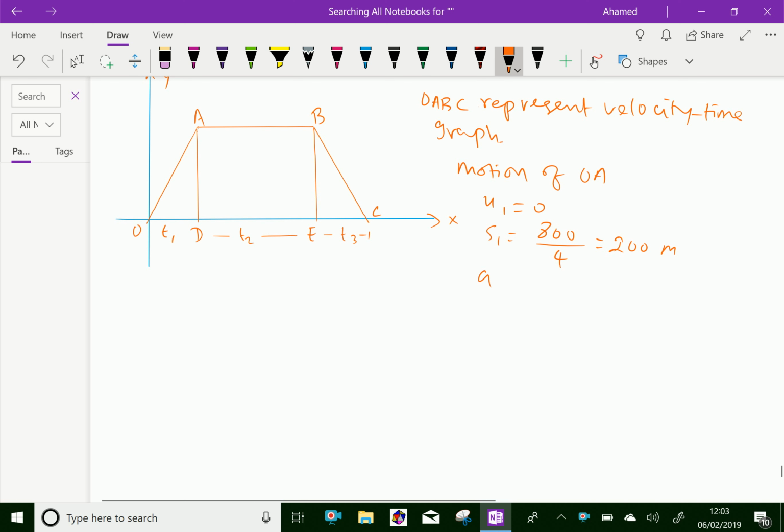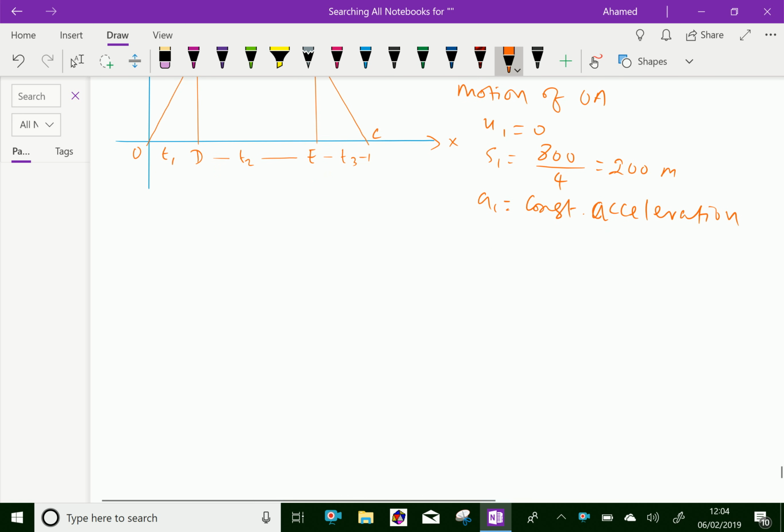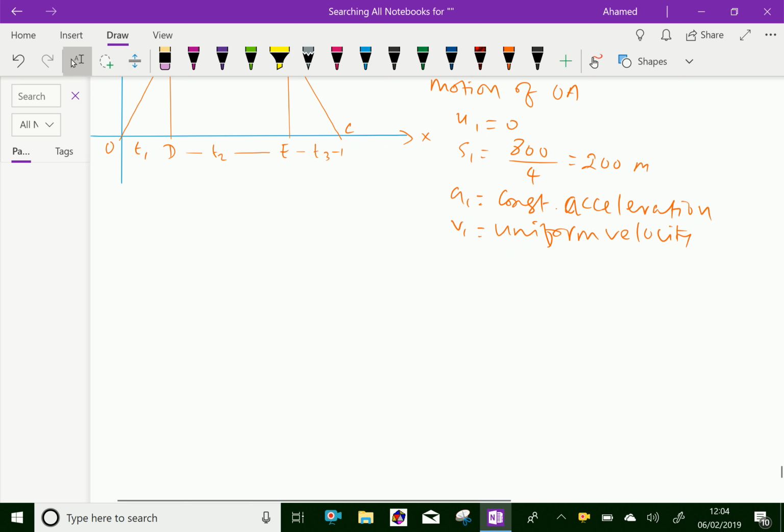A1 is the constant acceleration and V1 is the uniform velocity. Now first we will find A1, the constant acceleration of the gauge, and V1, the uniform velocity of the gauge. V1 is the uniform velocity, which is indicated by AD or BF.